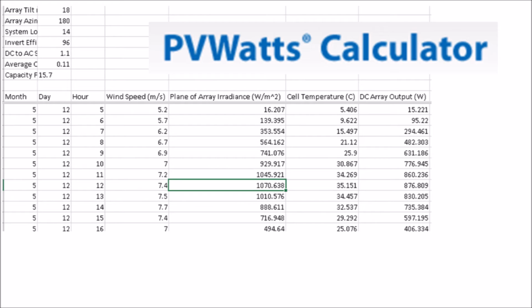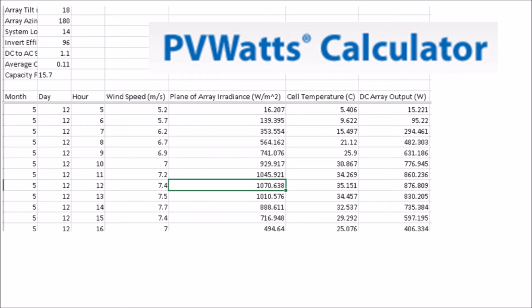Compare this winter day in PV Watts, the solar array only gets 360 watts per meter squared of sunlight. That's only 30 to 40% of the sunlight used in the lab test. And so the solar array only produces 30 to 40% of its rated capacity on this particular cloudy winter day. On a sunny day, still in winter, the array gets up to 640 watts per meter squared.